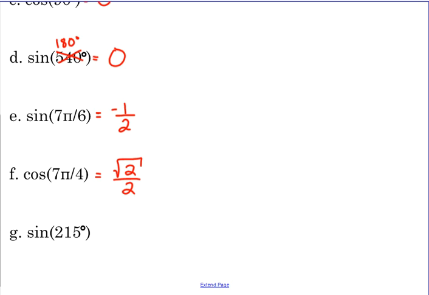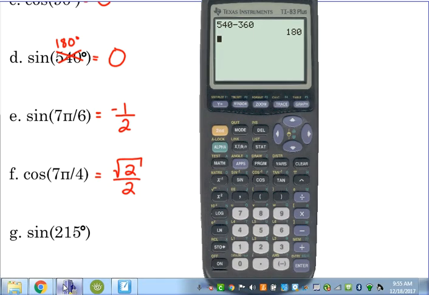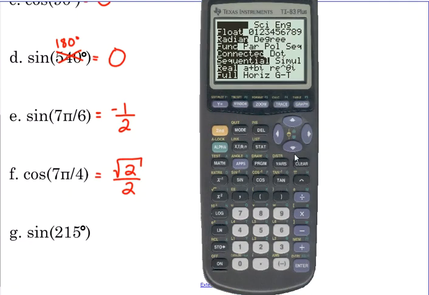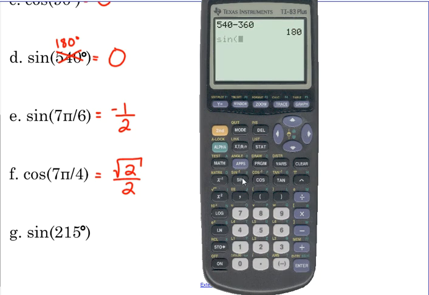How about the sine of 215 degrees? Oh, sorry, no. I put that one on here for a reason. 215 is not on the unit circle, okay? So if it's not on the unit circle, you have no choice but to just put it in your calculator. Make sure you're in degree mode. That's why radian and degree mode matters.